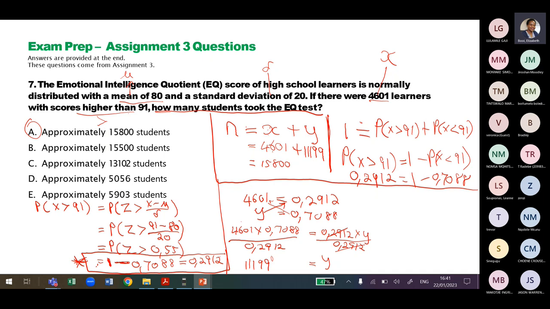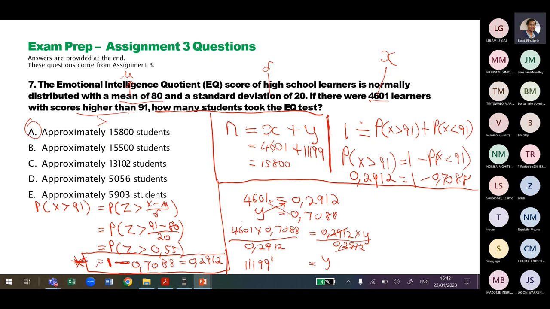We know that the proportion of those who got less than 91 is 0.7088, because that is the formula we wrote there, right? It tells us the probability of X less than 91, regardless of this 1 minus, because 1 minus that gives us the probability of those who got more than. So since we know that 0.7088, or 70.88% of the learners received less than 91%, we can calculate what the value of Y is.